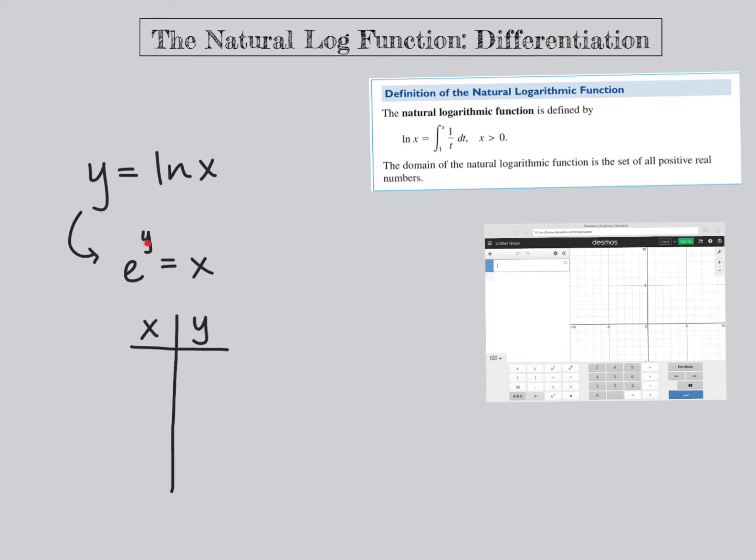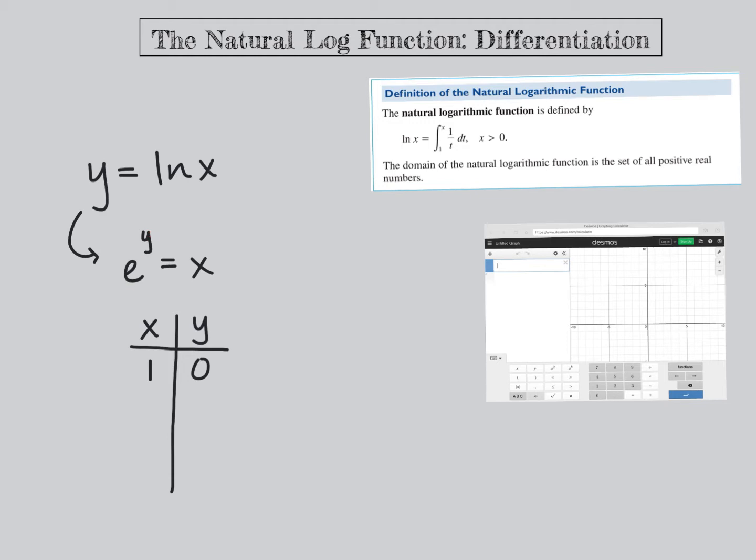I'm actually going to plug in some y values because that would be a little bit easier. Let's plug in the y value of 0. If we plug in a y value of 0, we'll have e to the 0, and anything to the 0 power equals 1. And remember, e does not have to be intimidating. It's simply 2.718... So that is how we get one of our main coordinate points on this function here, (1, 0).